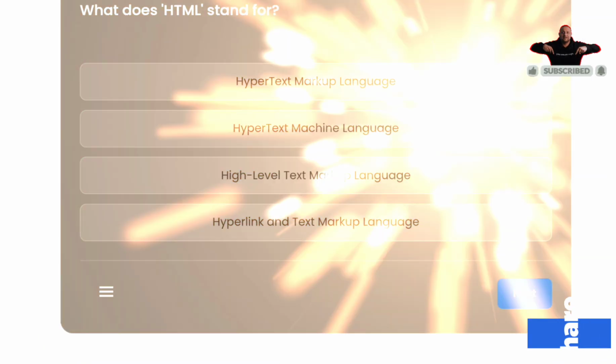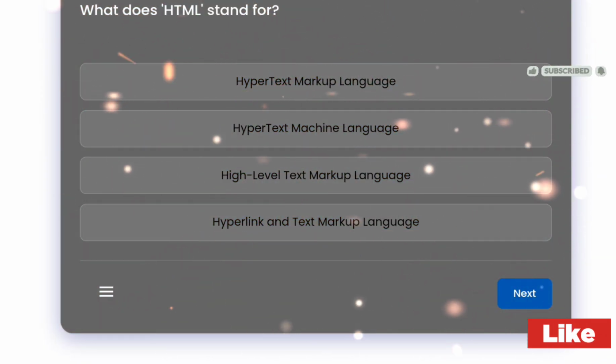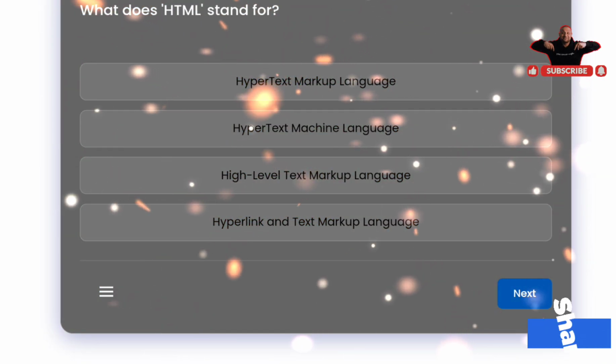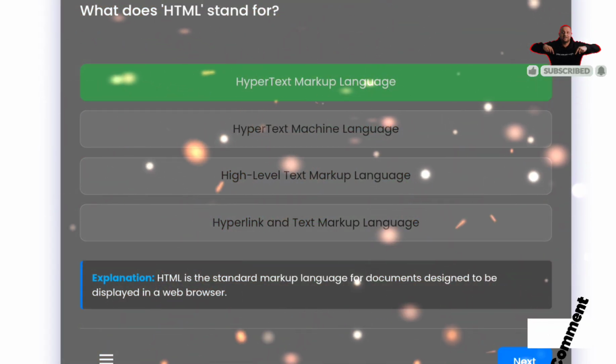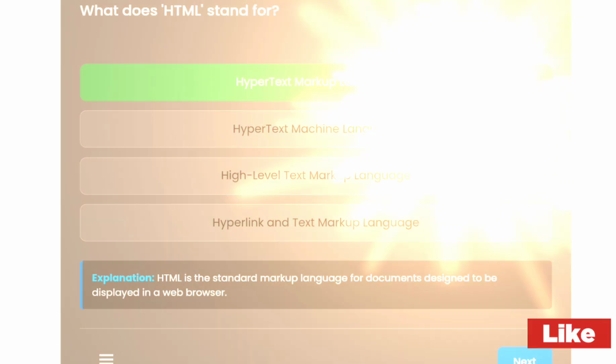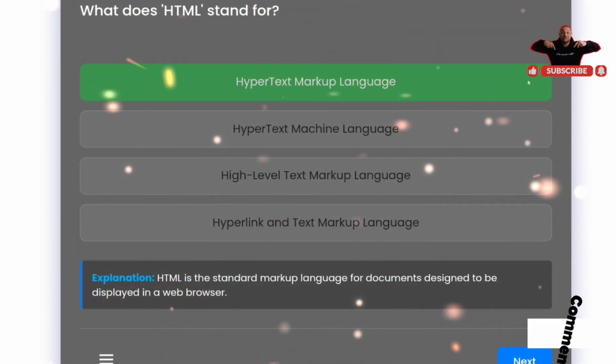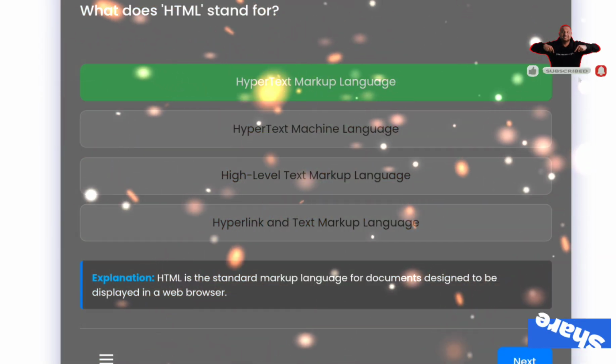What does HTML stand for? HTML का मतलब क्या होता है? हाइपरटेक्स्ट मार्कअप लैंग्वेज. हाइपरटेक्स्ट मार्कअप लैंग्वेज, HTML.